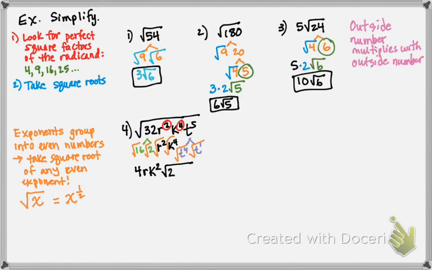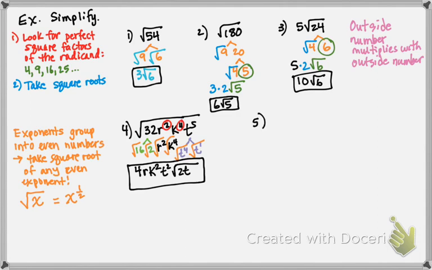Oops, wait a second, I forgot something. Let's try that again. I forgot to take the square root of t to the fourth. So if I take 4 and cut it in half, I'm going to get t squared. All right, now what's left behind? Let's see, we had a 2, and we have a t. So that's my answer: 4rk squared t squared, square root of 2t. Now, you could rearrange those letters to be in alpha order. It doesn't really matter. If they give them to you this way, you can give them back that way.